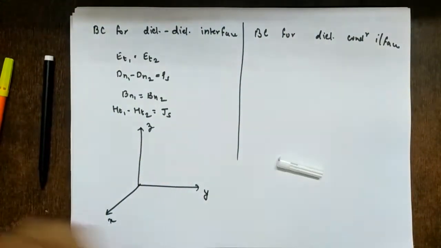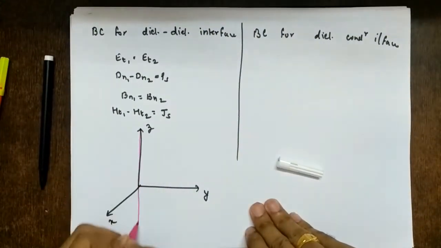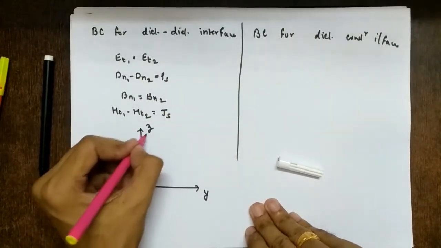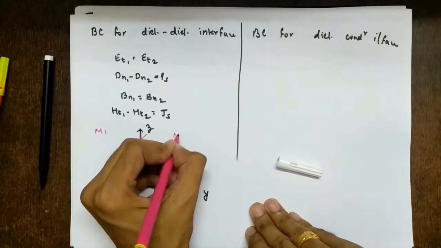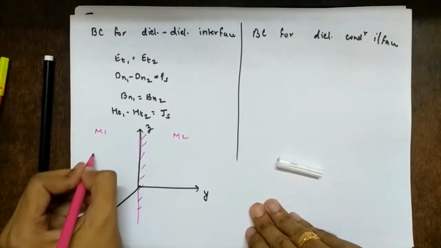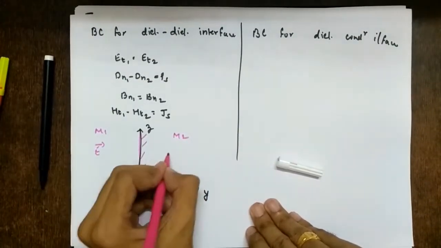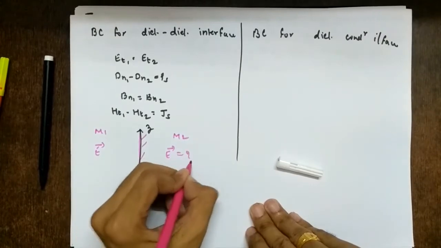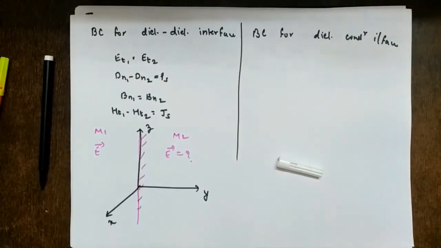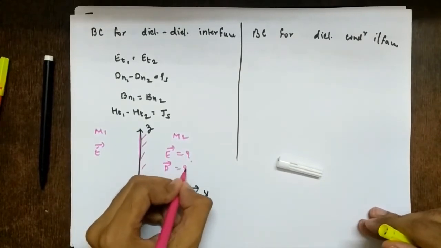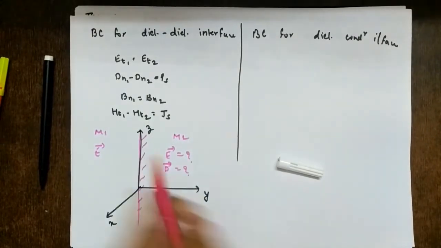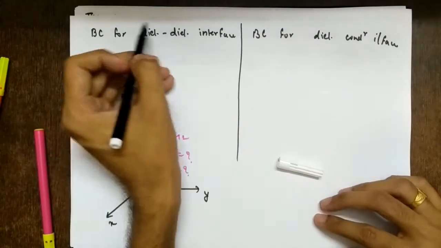Next we have to solve numericals on this. Usually an interface will be given where the medium changes. So let's say this is medium 1, this is medium 2. They will give the field in any one medium, E vector, and they'll ask what is the field in the other medium. That is the only sort of question we get. Maximum they can ask what is E vector, and then they will ask what is D vector, right? So this is for dielectric interface.